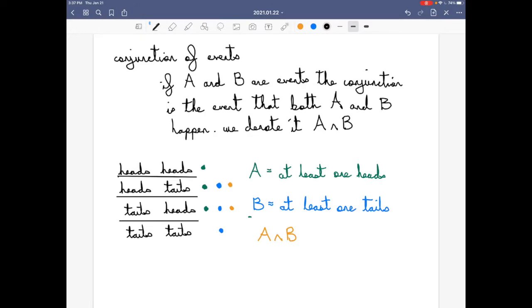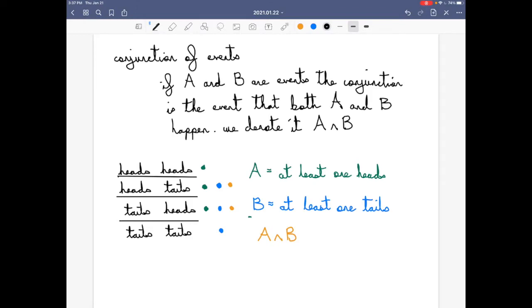All right. So the next concept we want to define is the conjunction of events. If we have two events, A and B, the conjunction is a third event that happens when both of the two constituent events happen. The conjunction is the event that A and B happen. So we denote it with this little infix wedge symbol.